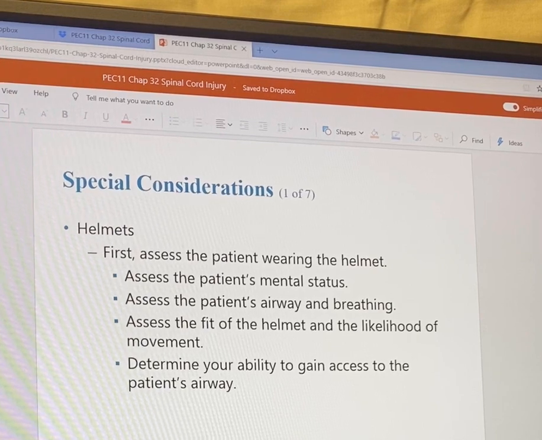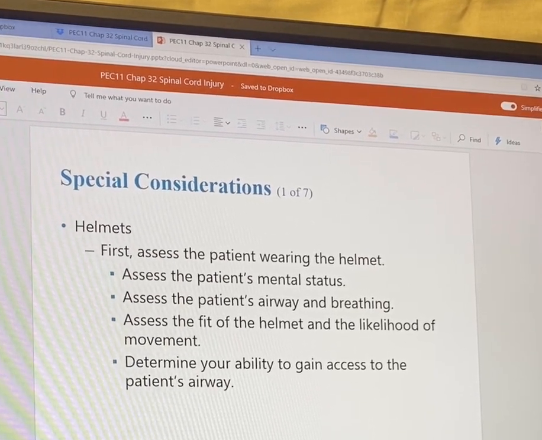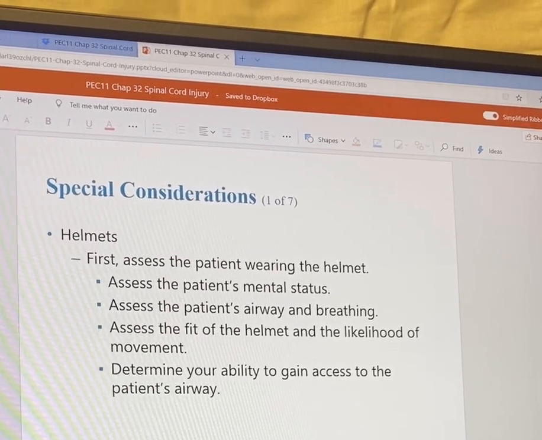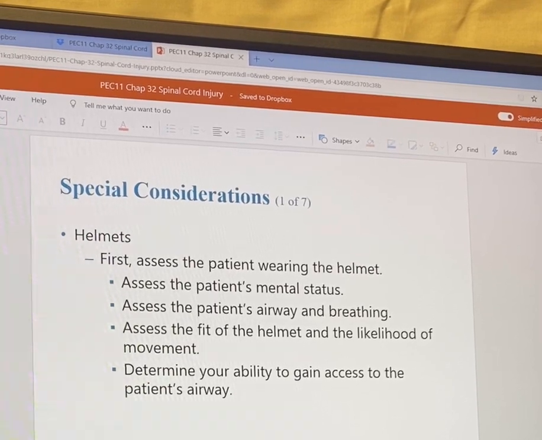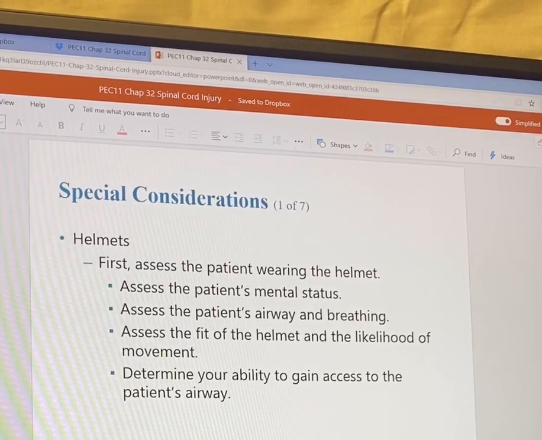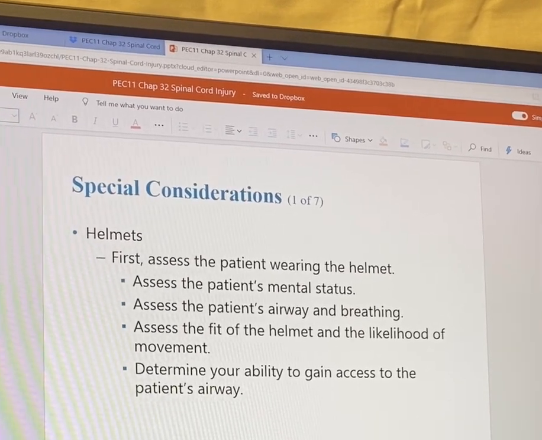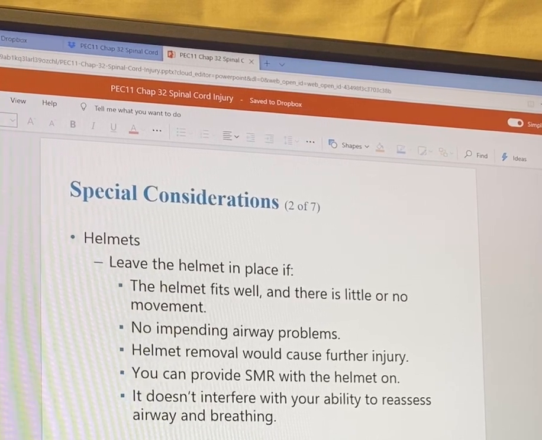All right, special considerations. Thorough assessment of a patient is difficult under any circumstance, and the presence of a helmet makes the task even more difficult. But the removal of a helmet should not be an automatic step, because removal could risk aggravating a spinal injury if one exists. All right.